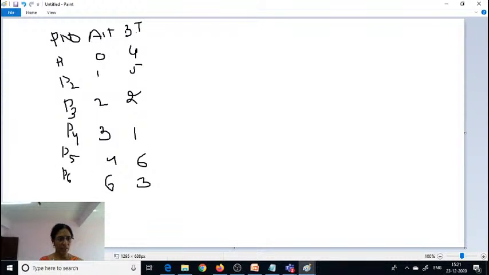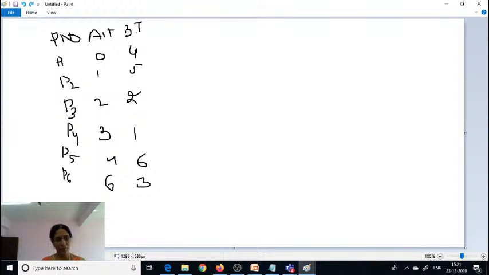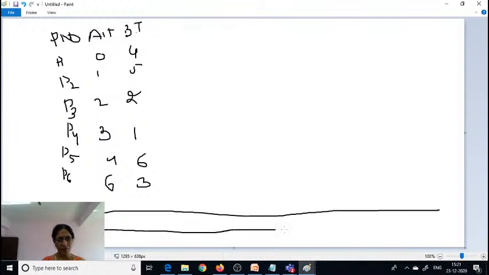So for that we can form the Gantt chart. Okay, this is a Gantt chart. And here first which process? The arrival time of P1 is 0. At time 0, the first process enters into the CPU. Okay, P0 enters into the CPU.